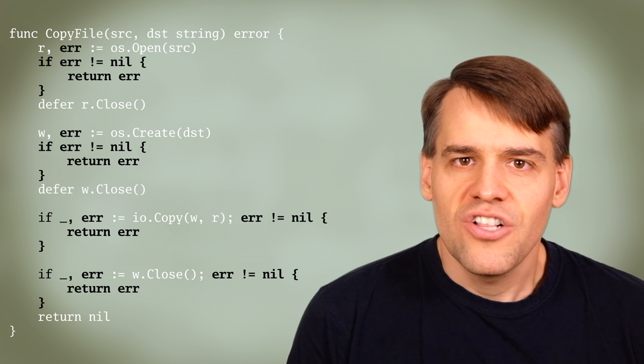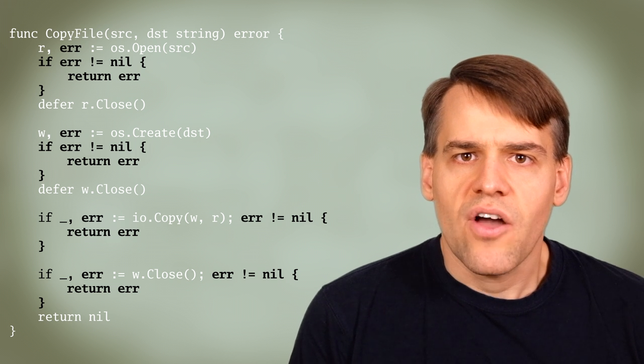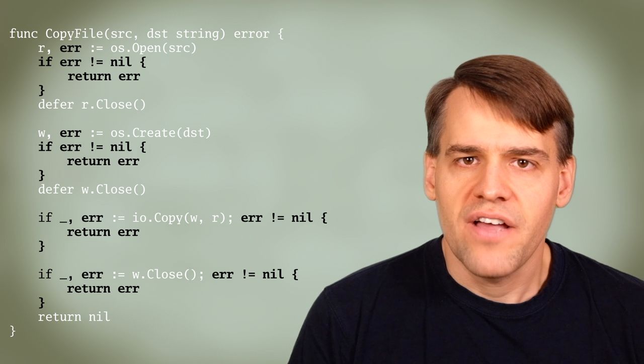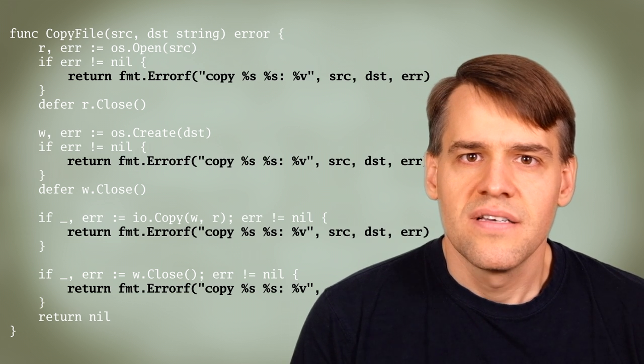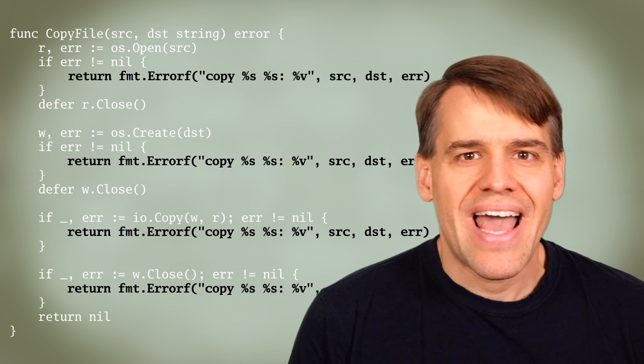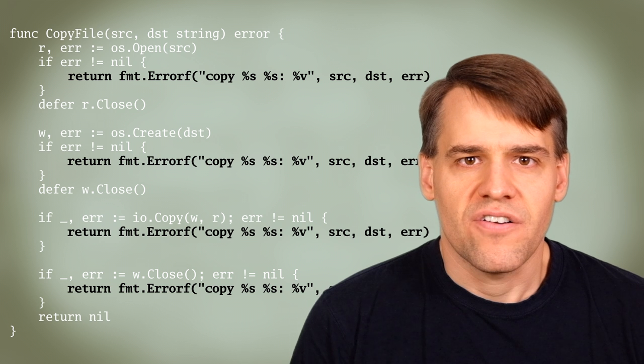A function should include relevant information about its parameters in the errors it returns, like os.Open, including the name of the file that could not be opened. So really, the code should look more like this. But proper error reporting only adds to the boilerplate repetition, so most programmers don't bother.